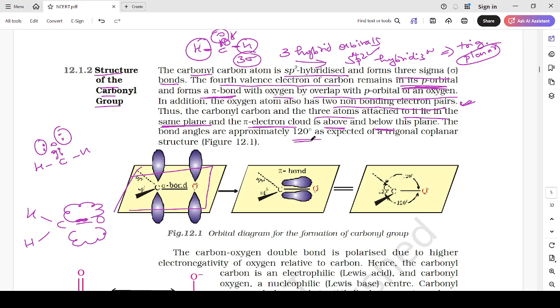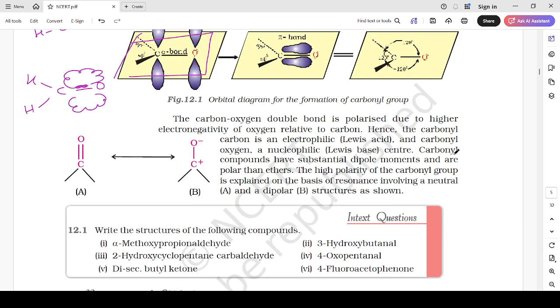This bond angle is 120 degrees as expected for a trigonal coplanar structure. What is coplanar? That means all of them are lying on the same plane together. That is called coplanarity. So the bond angle for trigonal planar is 120 degrees. They are at 120 degrees to each other here.